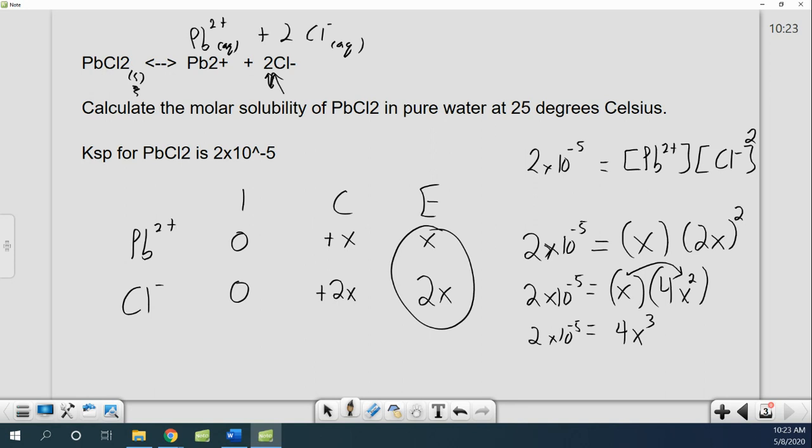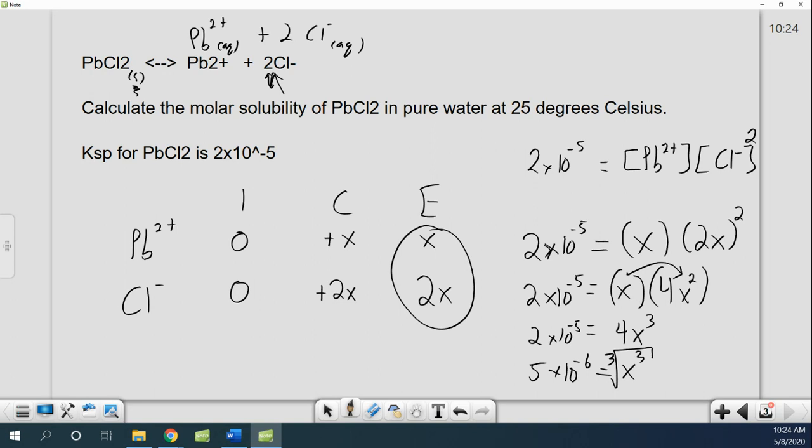All right, time to solve this one. Grab the calculator. 2 times 10 to the negative 5 equals, so I have my number there. I'm going to divide both sides by 4. So I'm left with 5 times 10 to the negative 6 equals x cubed. Now, I don't know if you've seen this one before. If you haven't, you can get rid of a cube by using a cube root.